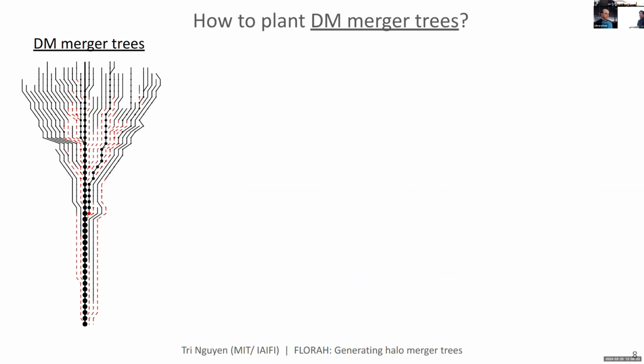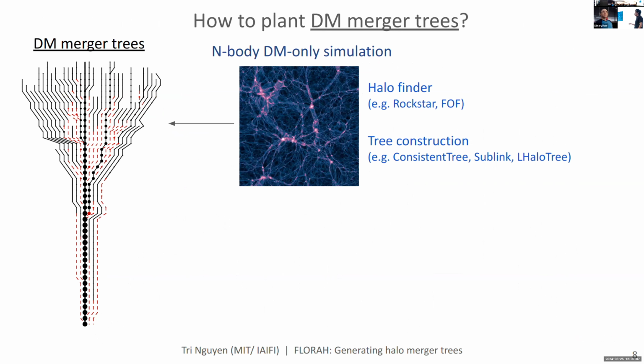So to generate dark matter merger trees, what are the two typical ways that you can do it? The first way is you can run a dark matter only simulation, and then you can use some kind of halo finder like Rockstar or SUBFIND or friends-of-friends to identify each of these halos and connect them together using some kind of tree construction algorithm like Consistent Trees, SubLink, and the AHF halo tree.